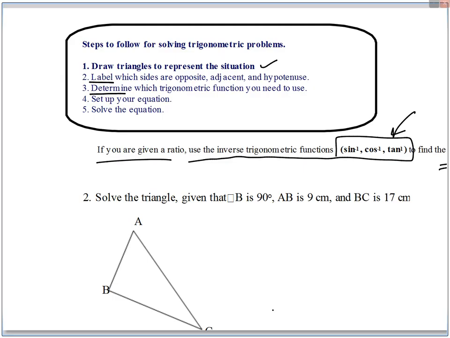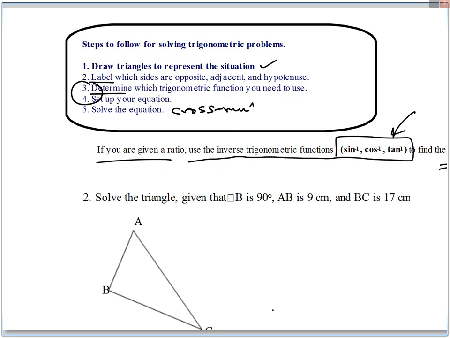And it looks like you can fill in the blanks on the op, adj, and hyp. Determine which equation. 3 and 4 are basically the same step. And then the last step is execute. What are the ways of executing?